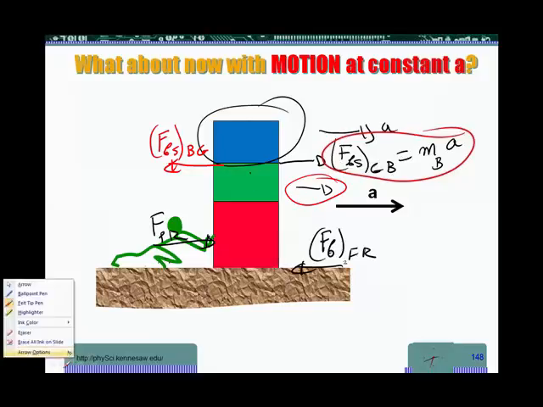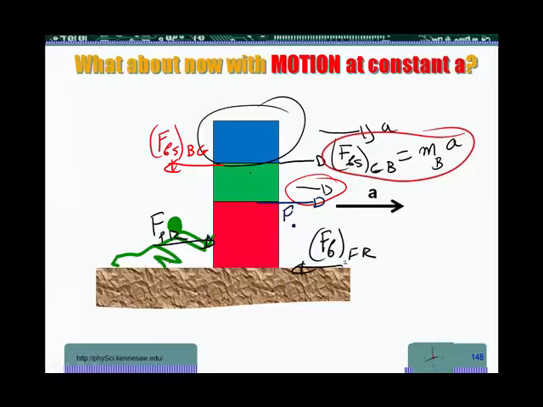I'm going to change the color of my pen so we can see what I'm writing. Okay, let's go blue now. So we are going to have to look at this interface. So what this tells me is the red one must be exerting a static friction force on the green one, F red on green.